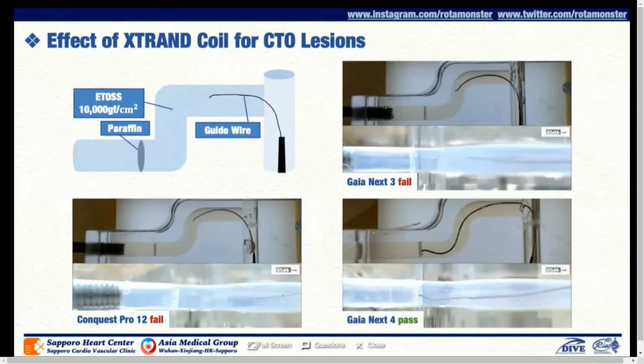The Gaia Next 3 and 4 have X-strand coils, therefore they can easily follow this complex CTO body. However, the Gaia Next 3 cannot penetrate the hard paraffin cap and finally prolapses at the bifurcation site. The Gaia Next 4 in particular has a high-spec X-strand coil which can easily follow the complex CTO body, which requires complicated wire manipulation, and even after that, can easily penetrate the distal cap.